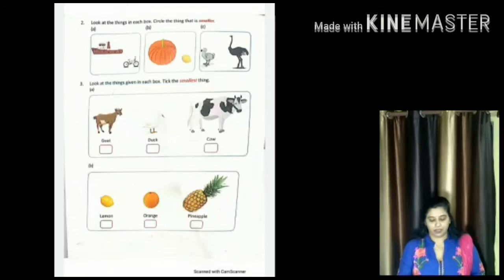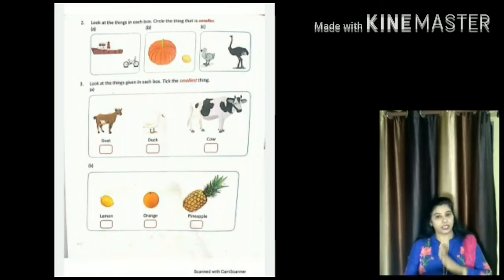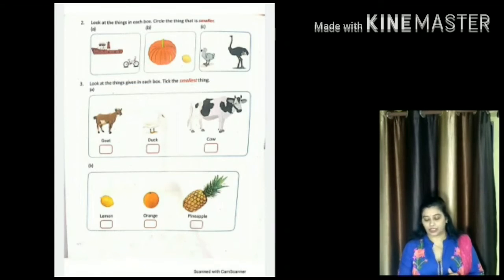On the next page, here are also three pictures. Look at the things in each box. Circle the thing that is smaller. Now this time you will circle the smaller thing. Here is the ship and a bicycle. Which one is smaller? The bicycle is smaller. So you will circle the smaller one. Now next is a pumpkin and a lemon. Which one is smaller? Lemon. Then circle it. Next picture, you will do the same thing.